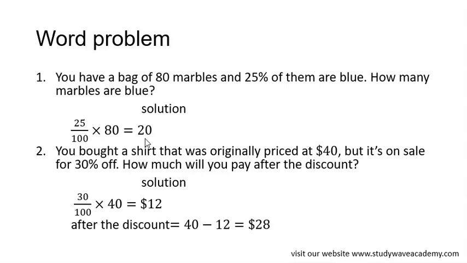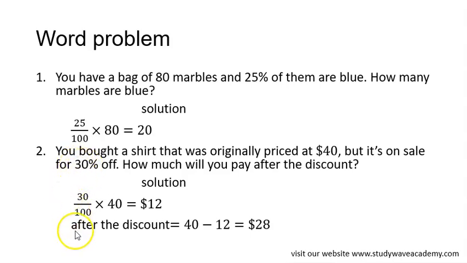So in a bag of 80 marbles, there are 20 blue marbles. Let's look at another example. You bought a shirt that was originally priced at $40, but it's on sale for 30% off. How much will you pay after the discount? So what do we do first? We convert our percentage to fraction or decimal.